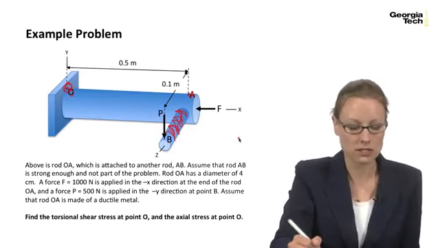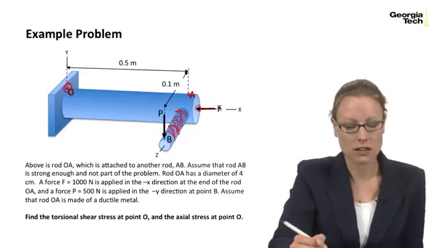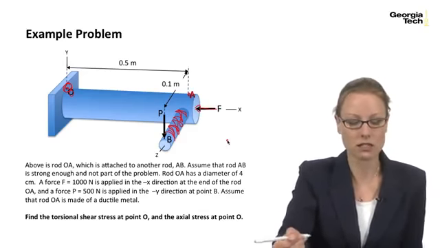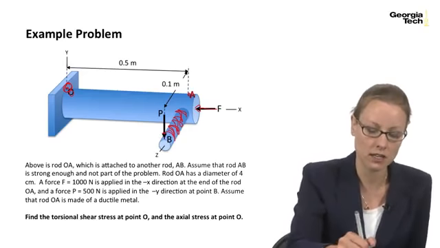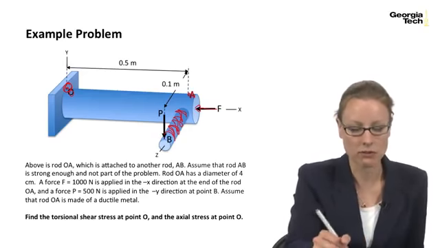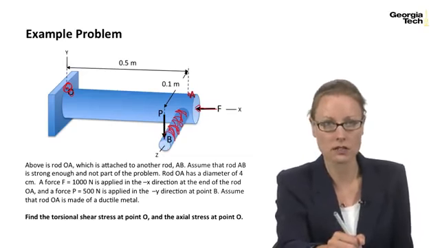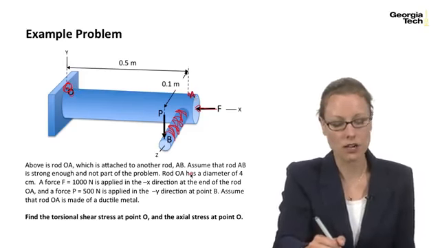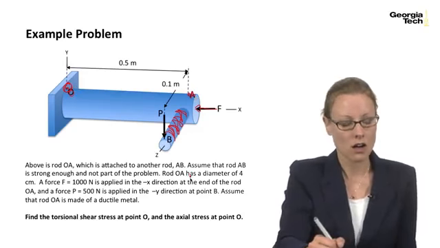It has a force F right here, which is 1,000 newtons, and it's applied in the negative x direction, so it's causing a compression in this rod. And then it has a force P applied to the end of rod AB here, and that's also causing some stresses to occur in this rod OA. And you can assume that rod OA is made of a ductile material.